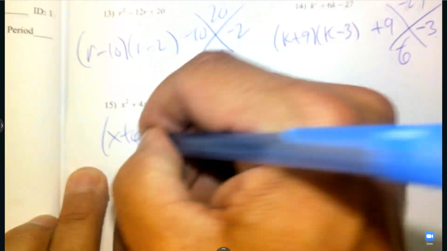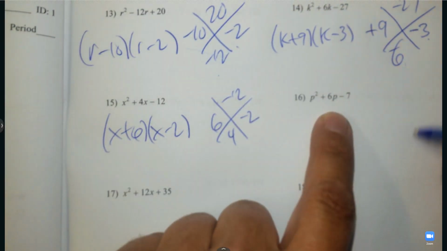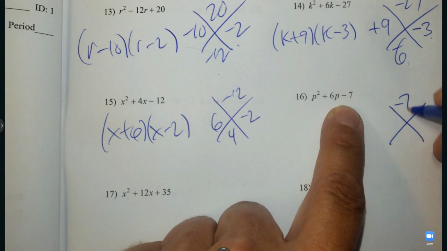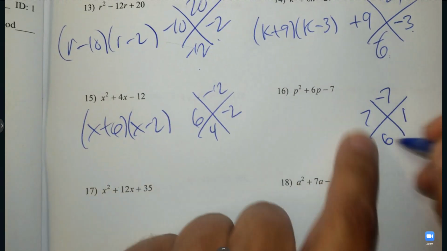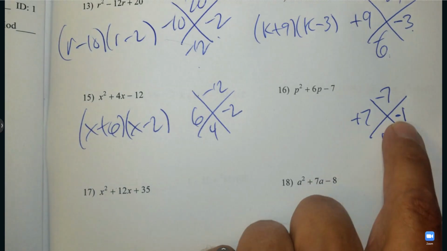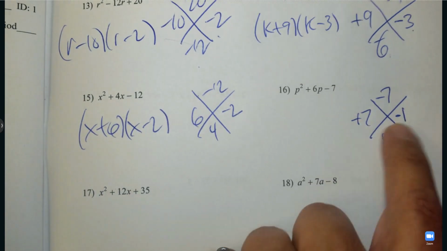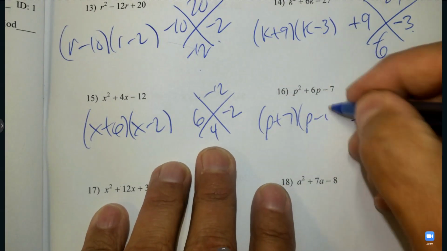Negative 12 and 4. Those two numbers are 6 and negative 2. Again, copying me is not doing anything. You got to press pause and try it first. Draw an X, organize the numbers. What numbers multiply to 7? For this to fit, 7 is positive and 1 is negative, so they multiply to negative 7 and add to 6. So one is positive 7 and one is negative 1.